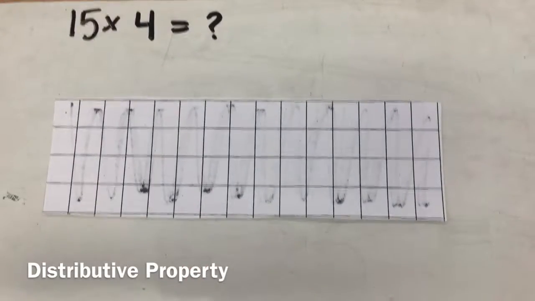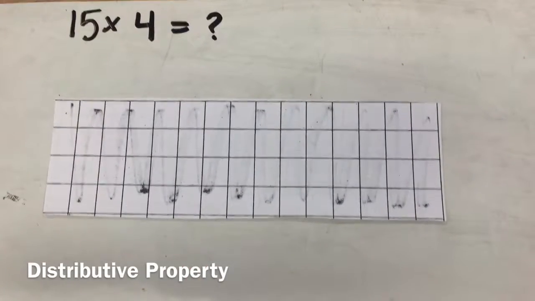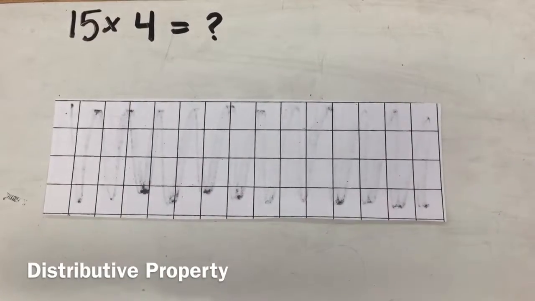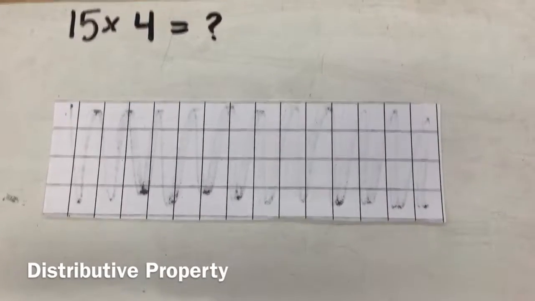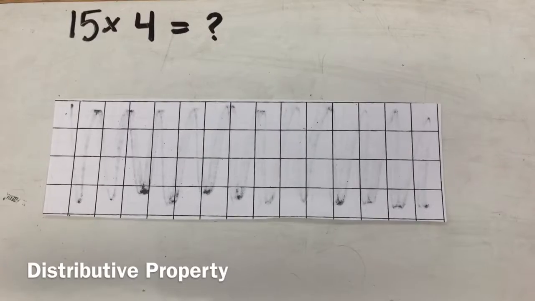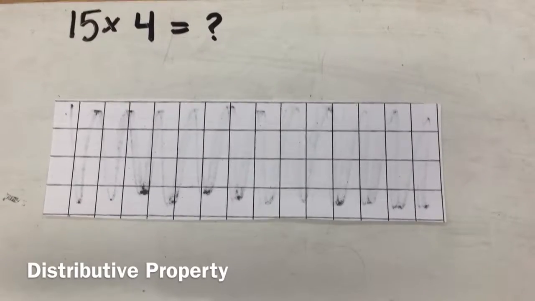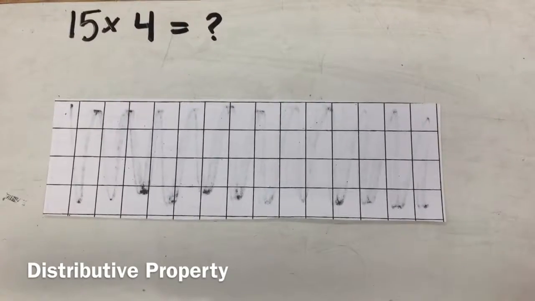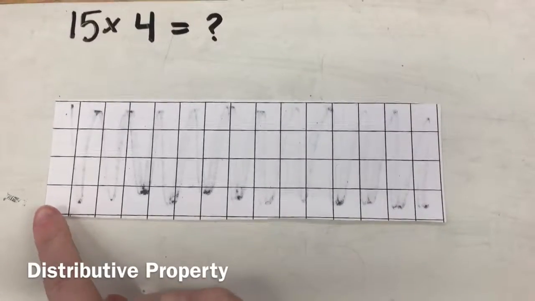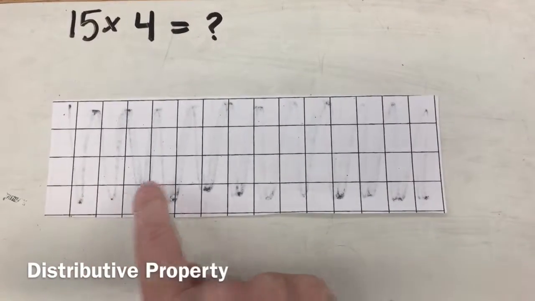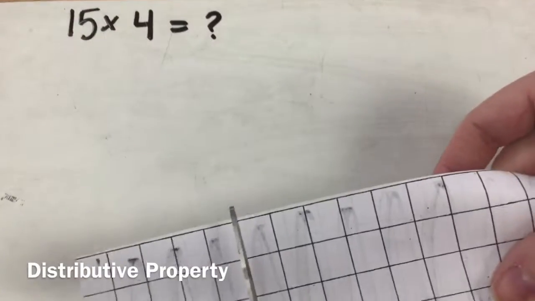So when we're using the distributive property, I always like to break my numbers into friendly numbers. What is a friendly number that you could use to break 15 into? 5 plus 10. So I'm going to count out 5 rows. 1, 2, 3, 4, 5. And then I'm going to cut it.